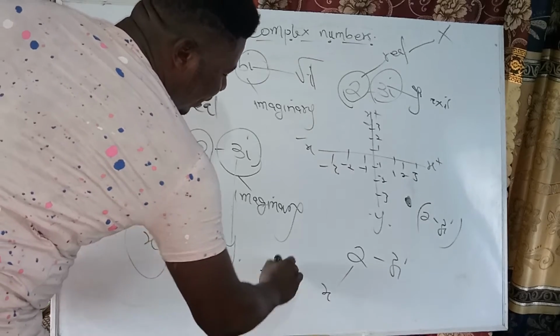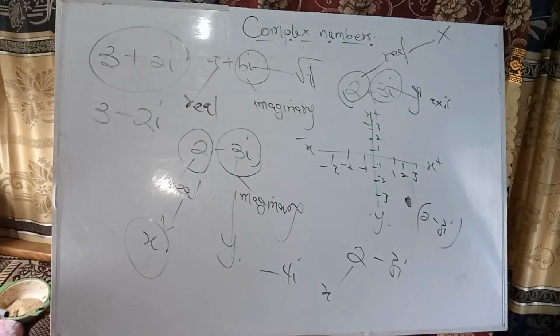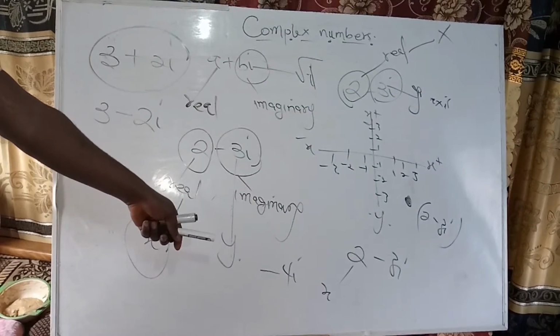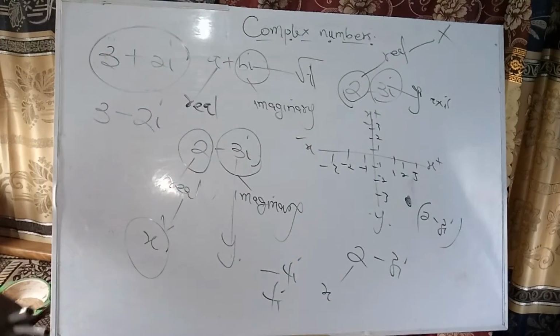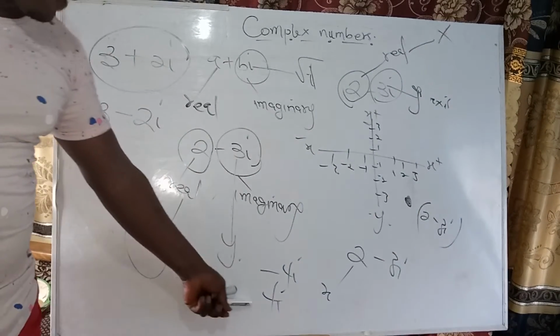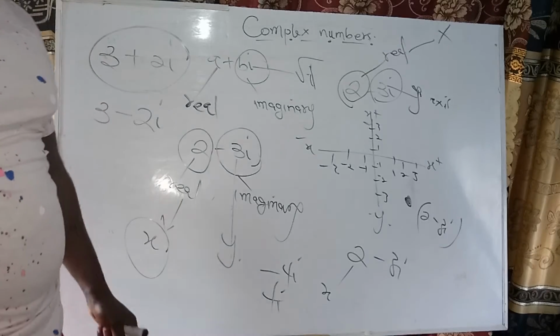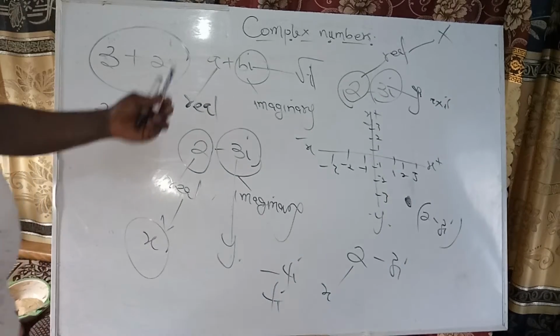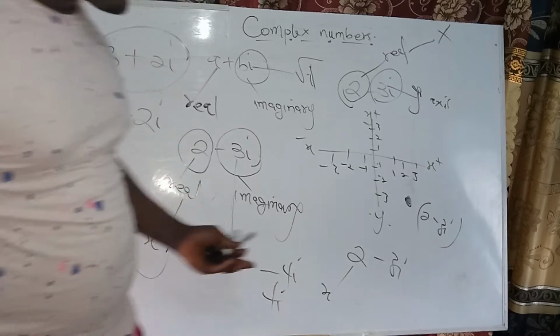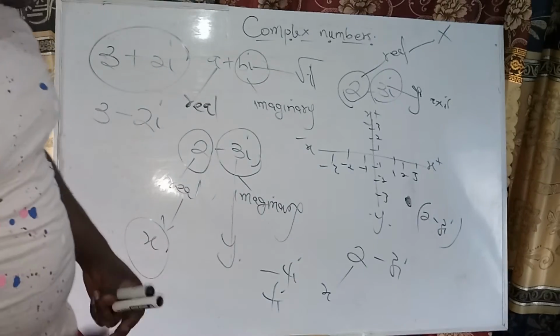So when they ask me to find the conjugate of, let me say, minus 4i, minus 4i, the conjugate is simply what? 4i. Simple. So the negative has turned into what? Positive.